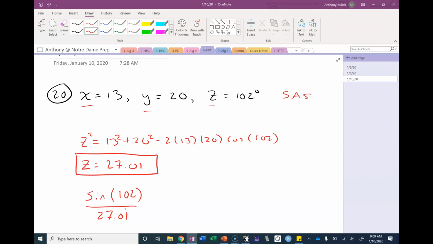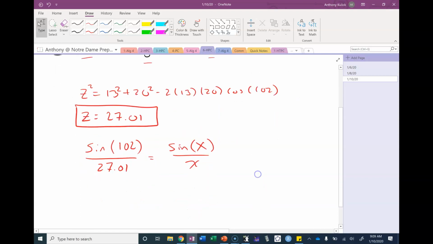X. How do I know angle X is going to be smaller than angle Y? Because side X is smaller than side Y. Exactly right. Everybody's okay with that plan? Annika, you good? Okay. So to solve for X, then I'll cross multiply, divide, and then take the sine inverse.